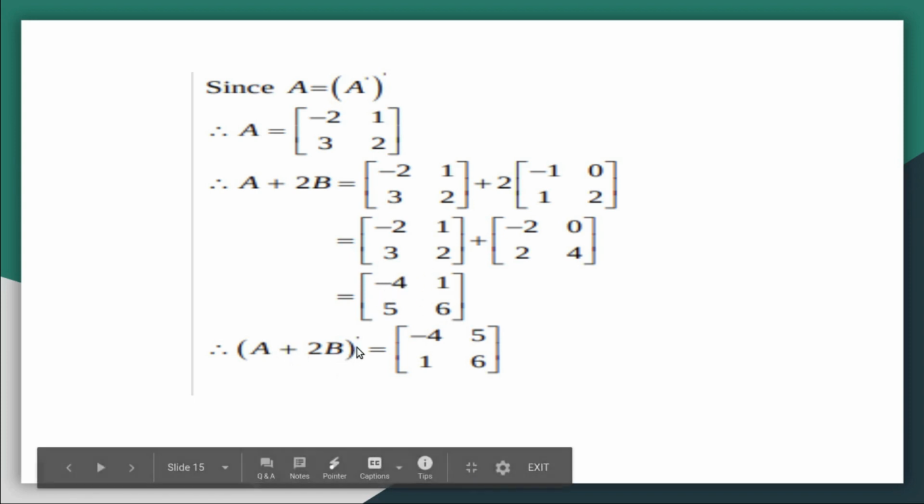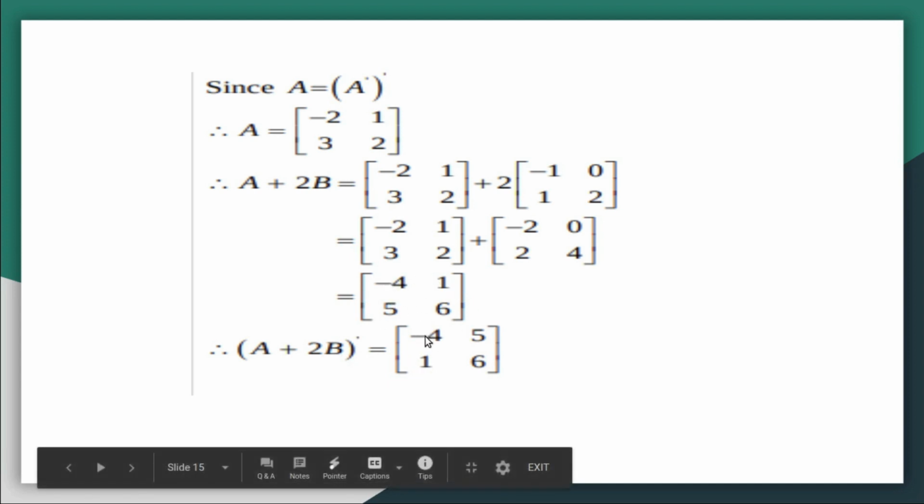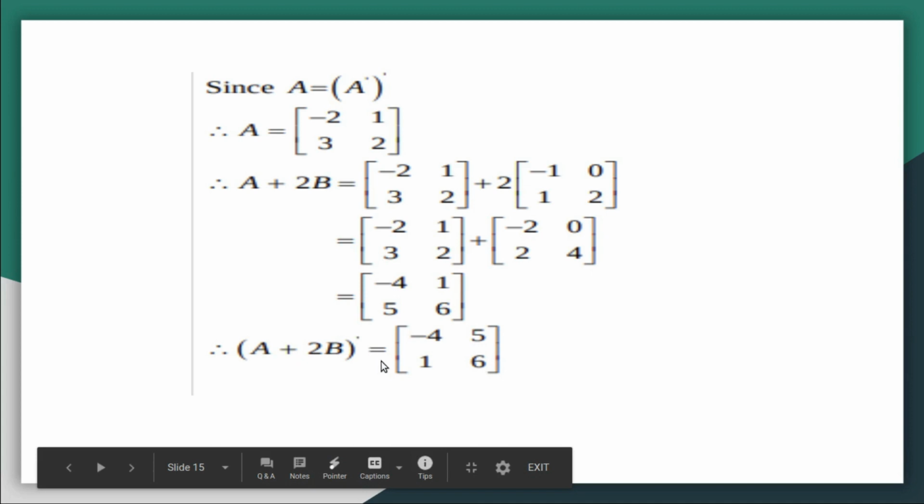Now find (A plus 2B) whole transpose of this matrix. First row becomes first column. So first column is minus 4, 1. Second column is 5, 6. So (A plus 2B) whole transpose is matrix minus 4, 5, 1, 6.